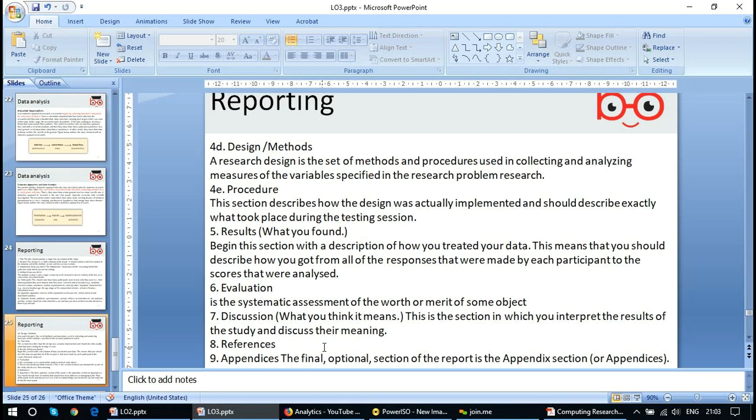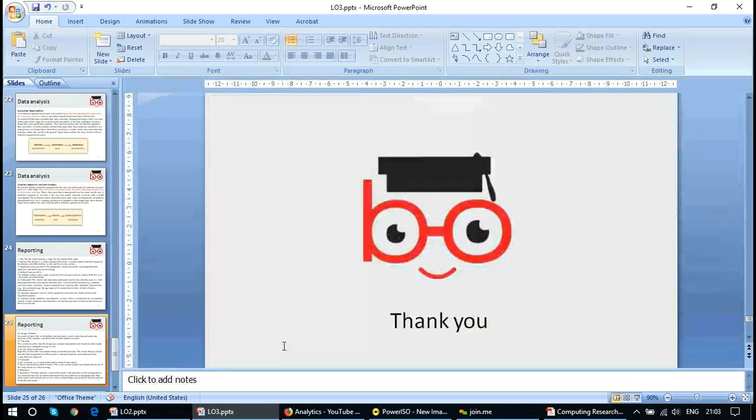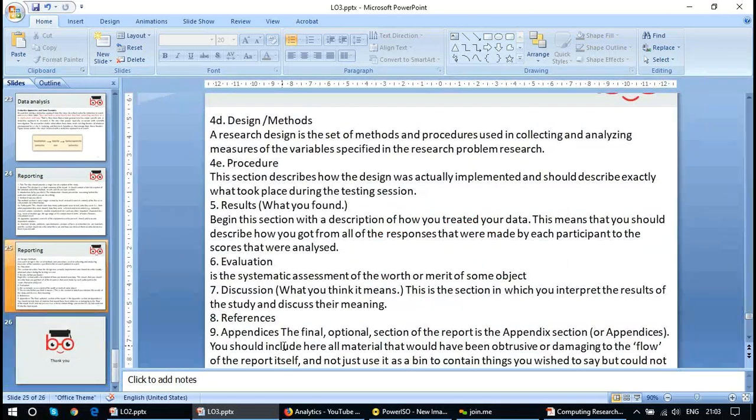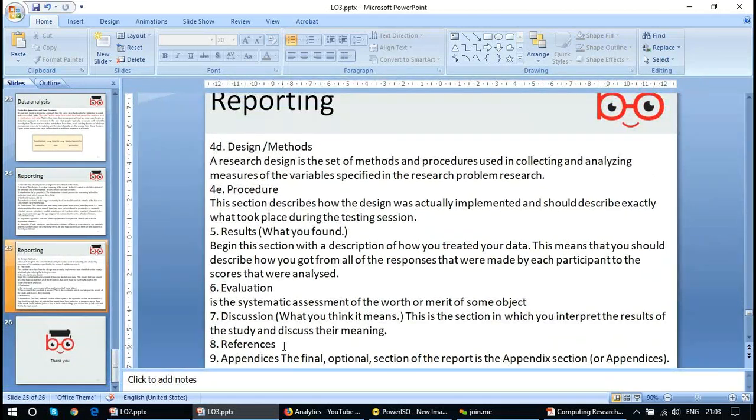Then you discuss your research, produce some references and appendices. That's it. So that's about the reporting. Do you have any questions about the reporting? No. Okay, good.